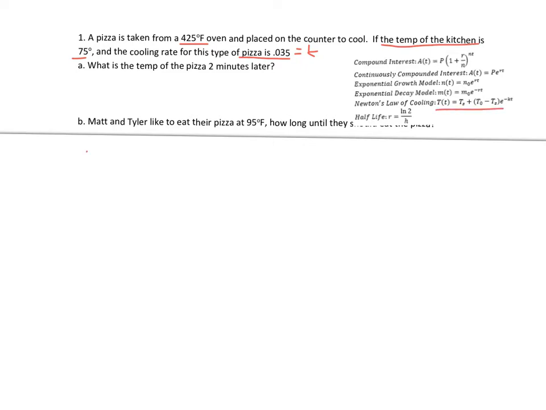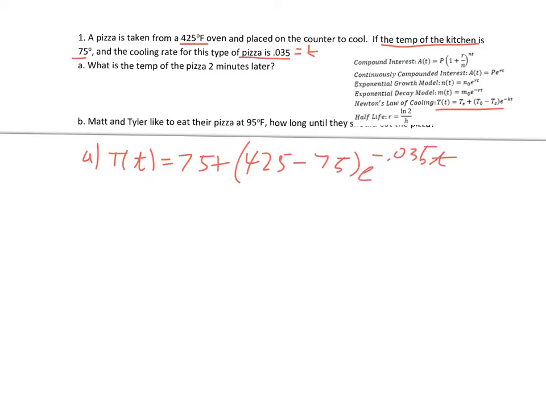So I'm first going to set up my function here for part A. So time t equals the temperature of the surroundings. So that's the kitchen. Plus, and then the temperature of the object is 425 because it's been sitting in the oven. The temperature of the pizza has raised to 425, and then minus the temperature of the surroundings times e to the negative 0.035 times t. So even though k is positive 0.035, the formula says make it negative k, so I put negative in front.